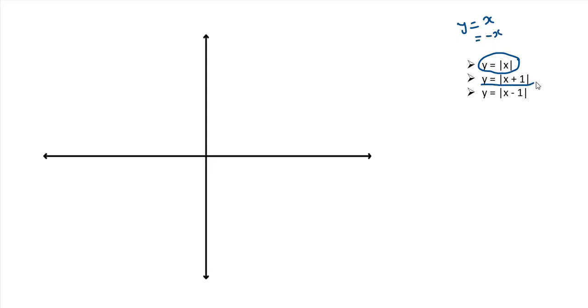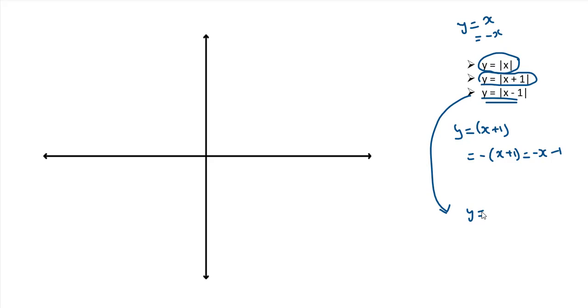Similarly, if you open up the second equation, this will become y is equal to x plus 1, one with a plus sign and the other with a minus sign. So this will become y equal to minus of x plus 1. If you further open this, it will become minus x minus 1. Likewise, if you open the third equation, it will become y is equal to x minus 1. This one was with the plus sign, and if you take the minus sign ahead of it, it will become y is equal to minus of x minus 1. So this will become minus x plus 1.